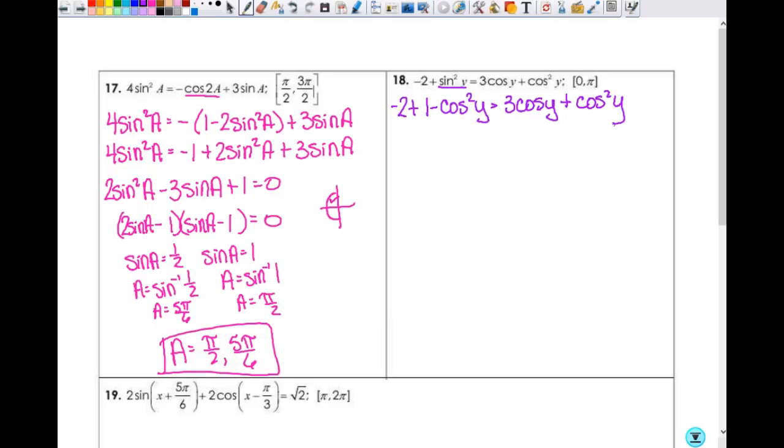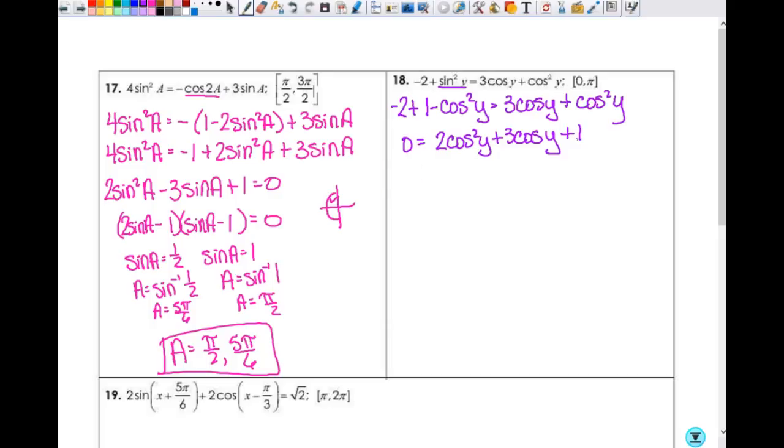And I'm going to move them all to one side of the equal sign. I'm going to move it to the right so I can keep these positive. So this is going to give me 0 equals 2 cosine squared y plus 3 cosine y. And then this -2 and 1 is a -1, so they become plus 1 over there.